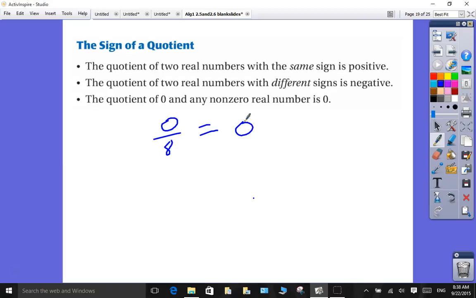Again, pizza analogy, right? If you got a pizza and you cut it into 8 slices, and I give you 0 slices, how much pizza do you have? 0, right? So 0/8 equals 0. And that's not an undefined. 0 is a number, right? It's right in the number line in between positive numbers and negative numbers. It's a very good number.